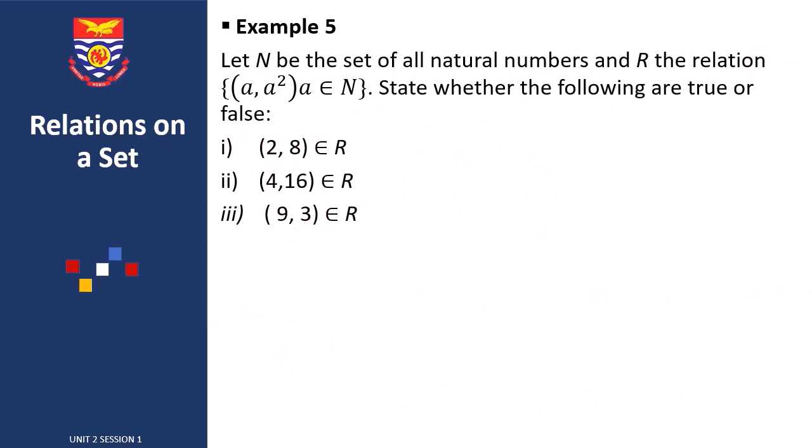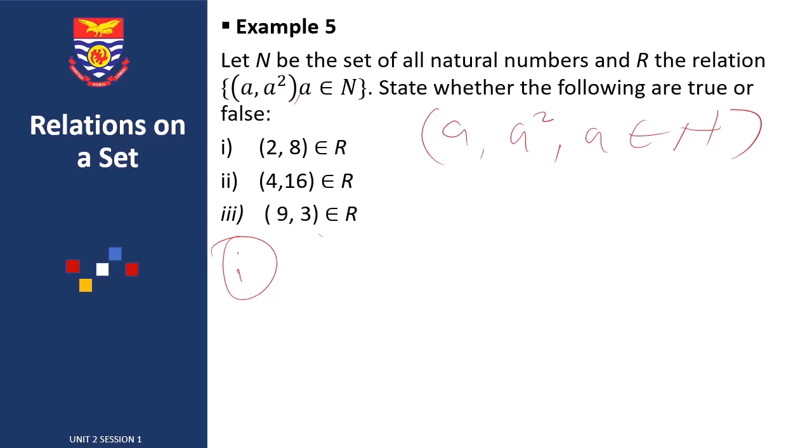Let N be the set of all natural numbers and R the relation. So we have the relation here: a and a squared are members of R, where a is a member of N. So a is a member of the natural numbers. This has been done. So we want to see whether (2, 8) is a member of R. Is it true? The relation is what? a and then a squared. So let's see if (a, a squared).